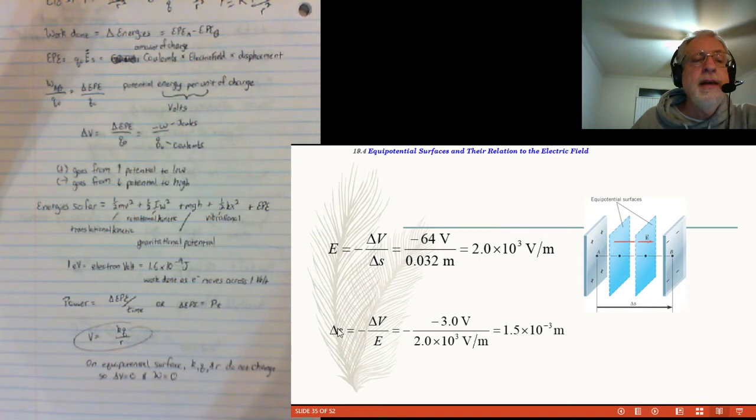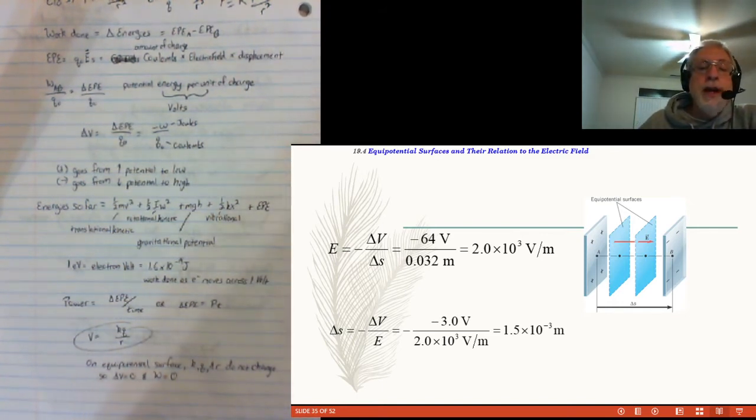If I want to know what the distance is with a delta V of 3 volts, I can use that E that I just solved for and see that it is 1.5 times 10 to the negative 3 meters. So first you solve for the E, knowing the full delta S, and then when I don't know what the delta S is, all of these ratios still hold. It's like the ideal gas law. Everything stays the same. If you change one, you have to change something else. In this case, I changed volts, so the delta S also has to change.